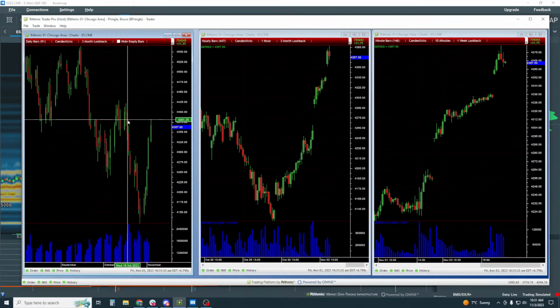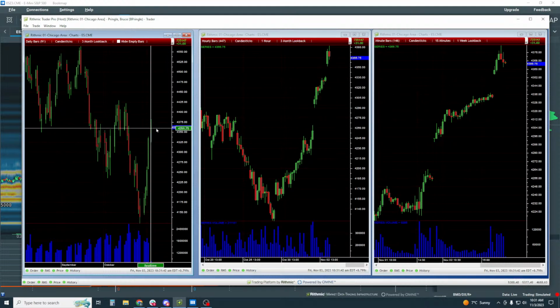Now look what's happening in here. We're starting to get into that consolidation period up here. We're starting to see a little bit of back and forth. We see the wick here. We're starting to see some sellers come in.